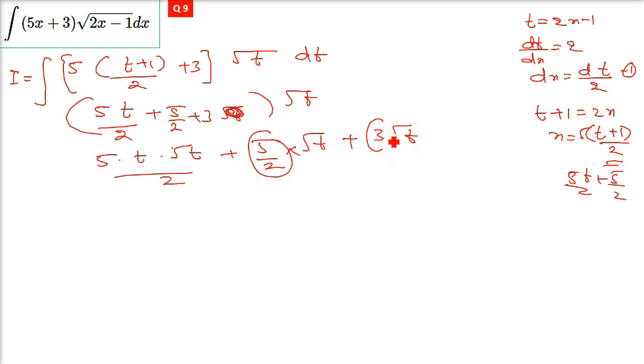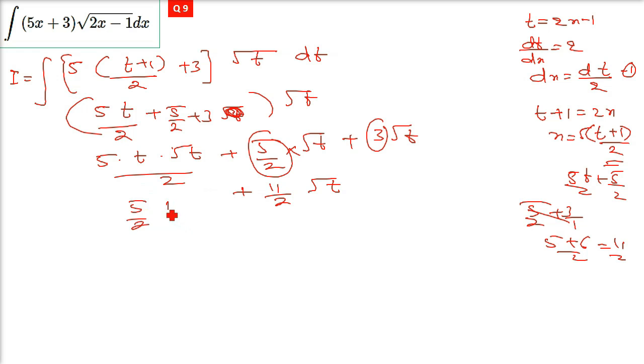I am not writing integration and dt, but this is there, all right. Just for reducing the time for explanation, I am not writing integration and dt always, but it has to be there. Okay, 5 by 2 plus 3 is 5 plus 6 by 2, which is 11 by 2. So 5t root t by 2 and 11 by 2 root t here. These two integrations have to be done in terms of dt. dt you need to replace by yourself because eventually t is introduced by you. So you need the replacement by yourself.